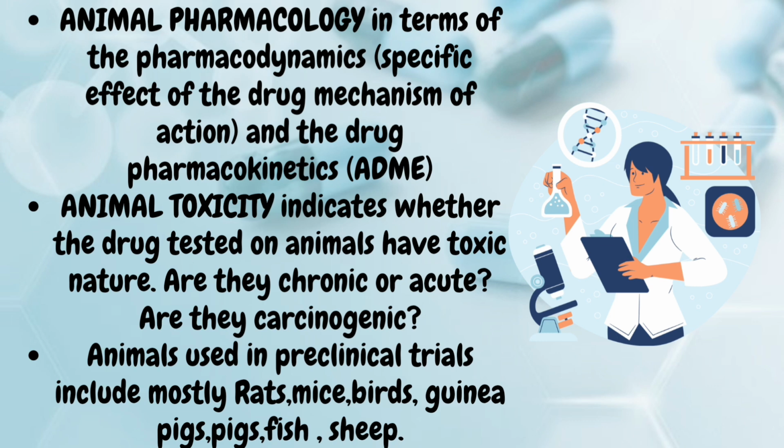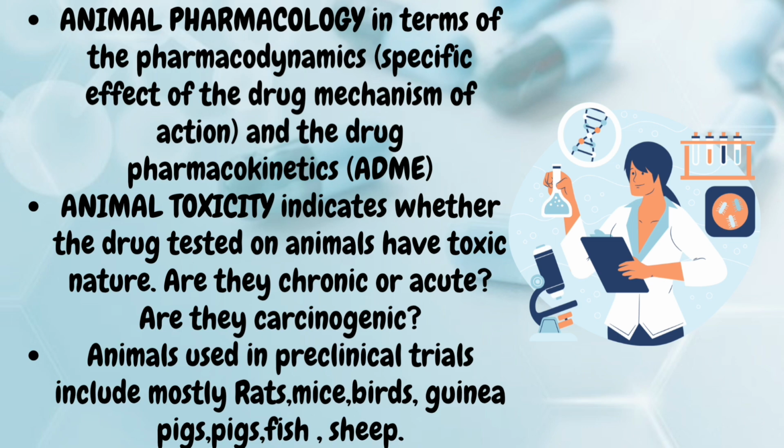When we talk about animal toxicity, we are looking at whether the drug tested on animals has a toxic nature. Is it chronic or acute? Is it carcinogenic, which means cancer causing? Animals used in preclinical trials include rats, mice, birds, guinea pigs, fish, sheep, and sometimes we use monkeys, but monkeys are less used today.